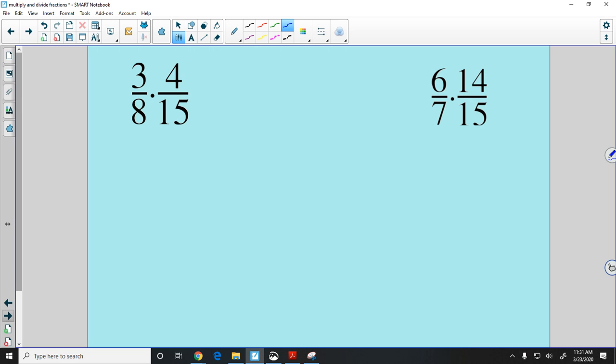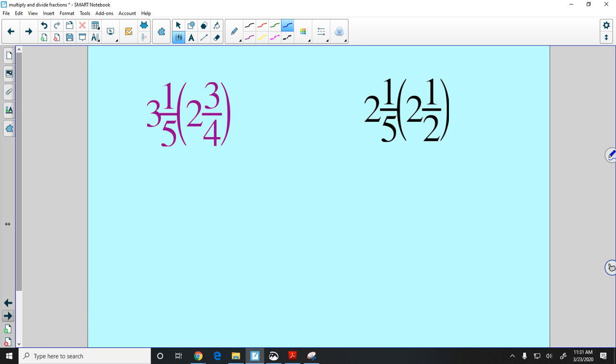All right, there's some extra multiplication problems. All right, let's go back to this one. So here we have mixed numbers times mixed numbers. So in order to multiply these fractions, we have to make them into an improper fraction first. So I'm going to bring them down here. 3 1/5 times 2 3/4.